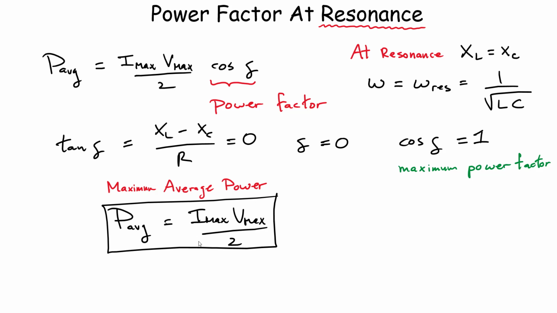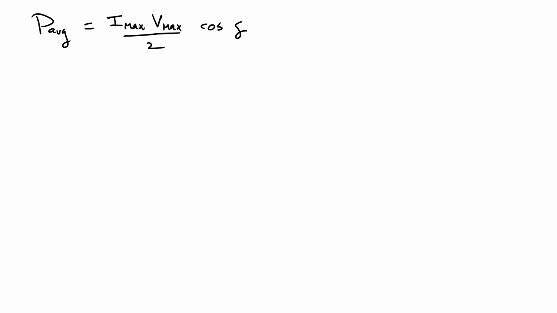This is the most amount of power you can deliver from that AC source is when you have the angle delta equal to 0. Okay? You can't have any more power being delivered by the AC source. All right, I want to look a little bit more closely now at this average power expression.